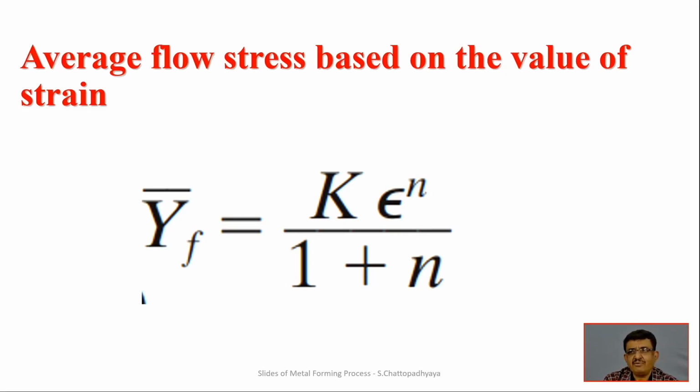And this is average flow stress, that is why it is given bar, and Y is suffix f, and the bar is there to represent that it is average. And average is equal to K into epsilon to the power n, that exponent, divided by 1 plus n. That is also a very straightforward formula related to flow stress associated with the strain and the strain exponent. So, Y suffix f bar, that is average flow stress, is equal to K into epsilon to the power n, divided by 1 plus n. So, this is the value of average flow stress.